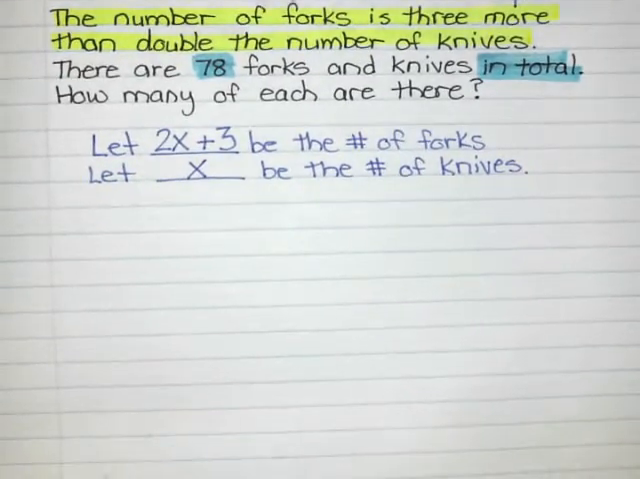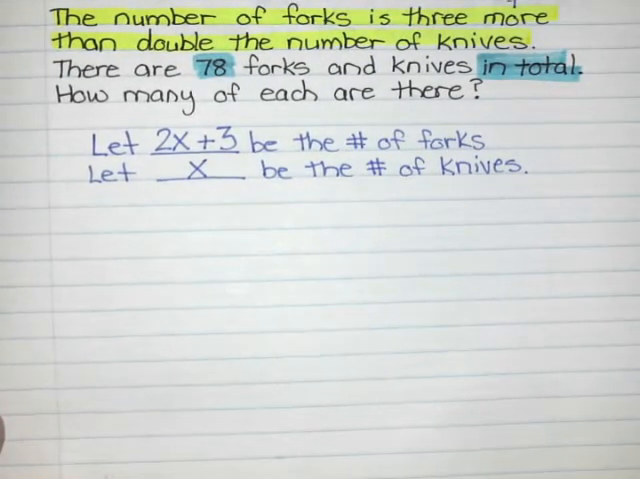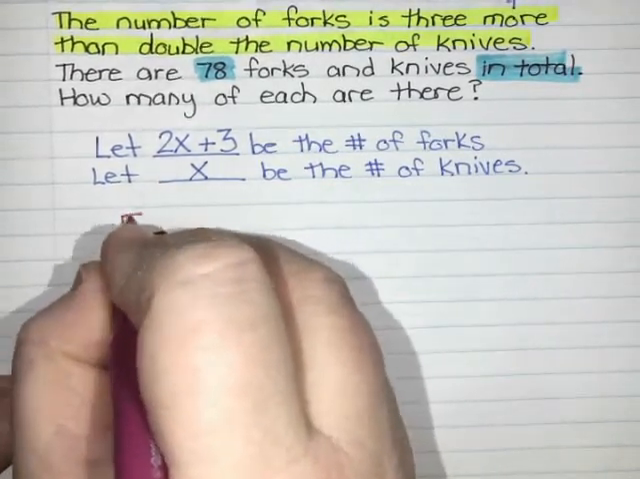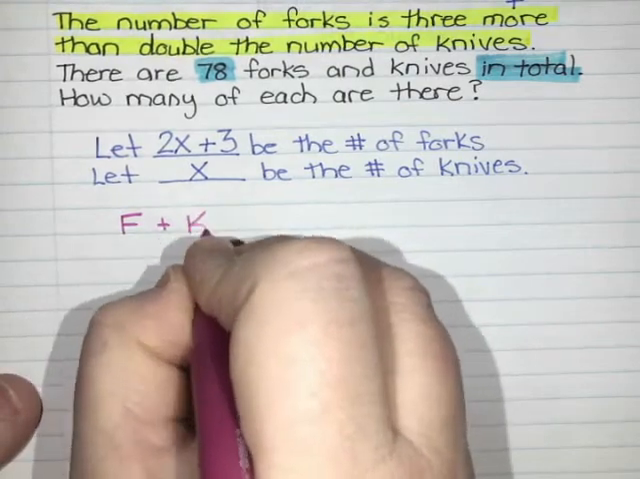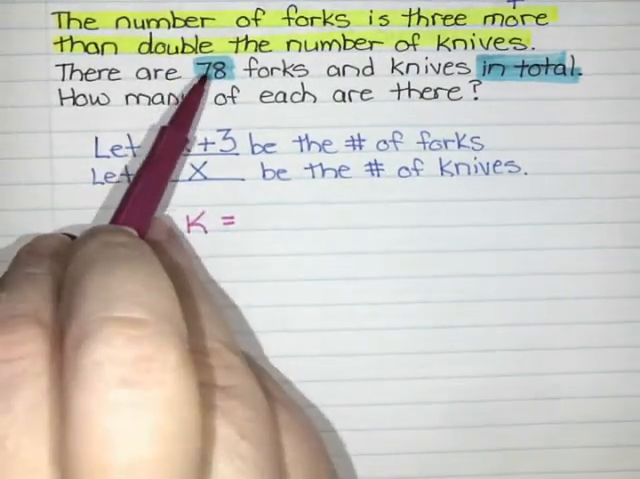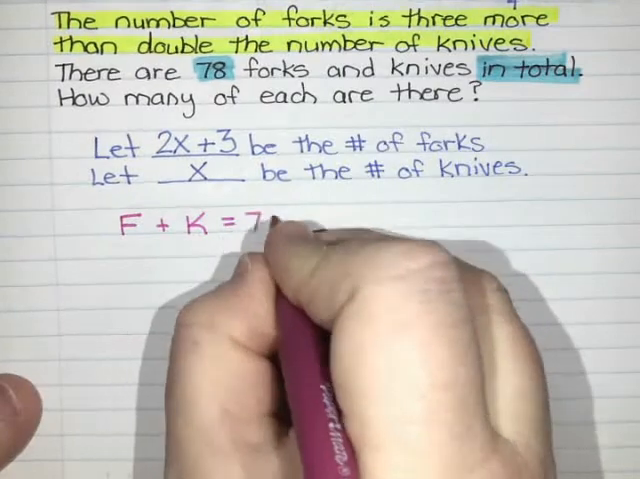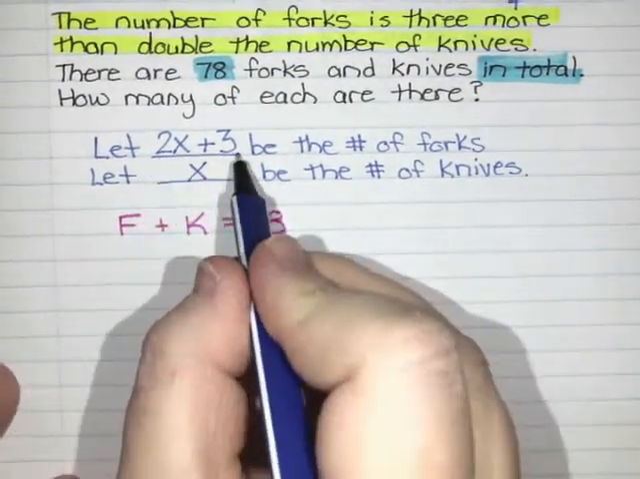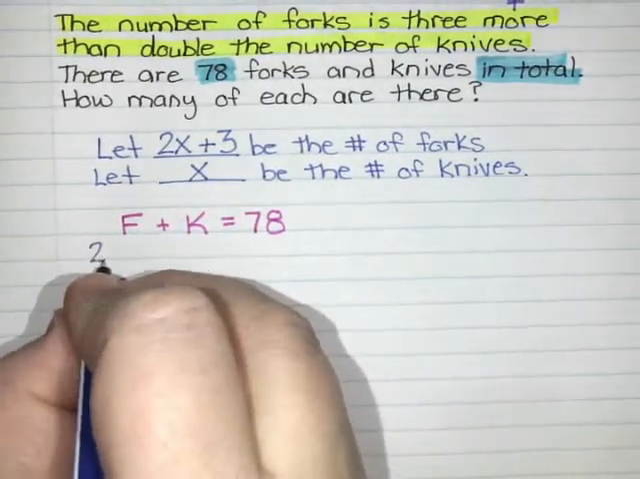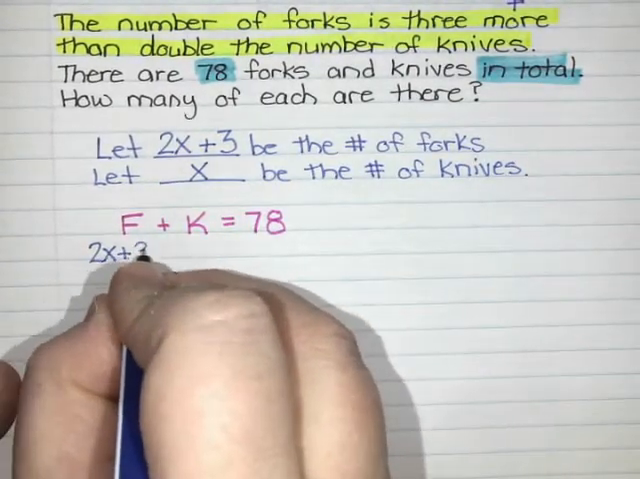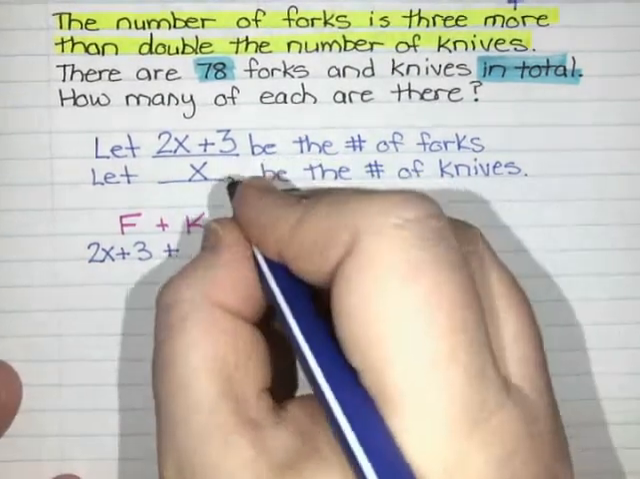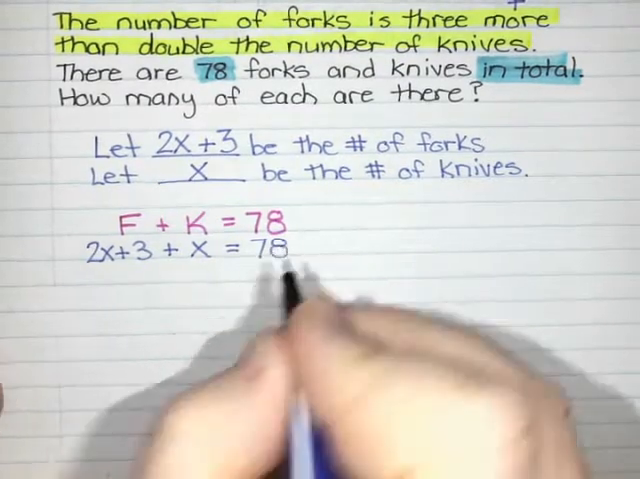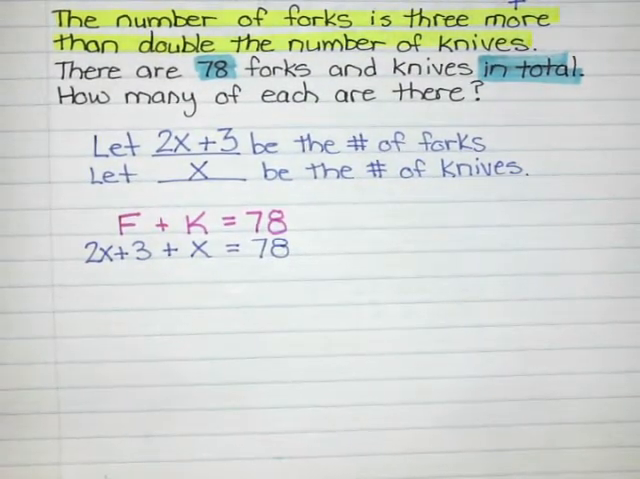From here, I'm going to make an equation, and I like to start with a word equation. If I take the number of forks and the number of knives and I add that together, it should equal 78. Then I'm going to take my expression for forks. It is 2x plus 3. And then plus my expression for knives, which is x. And that equals 78. Now I have an equation that I can solve.